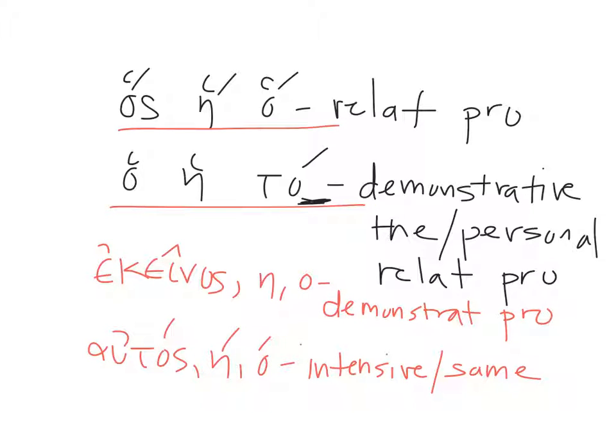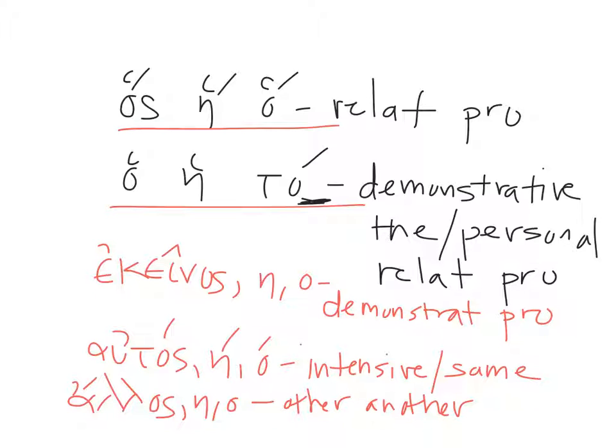Don't worry about the particular vocabulary points of autos, aute, auto at this point. That's another lesson that involves Greek syntax, and we're not at that point right now. It's good enough for you to know that it's multifunctional. Good enough for you to know that it's a pronoun of some sort at this point. And then finally, the other word that falls into this group in Lesson 8 is allos, alle, allo. And that's an adjective. It means other or another.